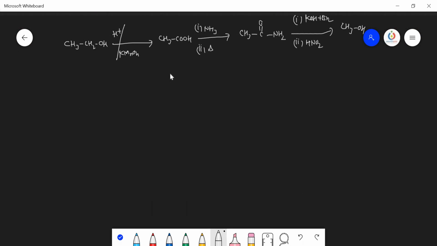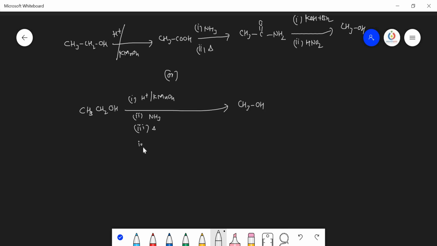Generally, if we have a complete grip over the reaction mechanism and reagents, then you can write this also: CH3CH2OH shall be converted to CH3OH. But most people follow this procedure, as they have a complete grip. First, H+ and KMnO4. Second one is ammonia, and here they will put heating also. If you don't want the second step, you directly put heating.